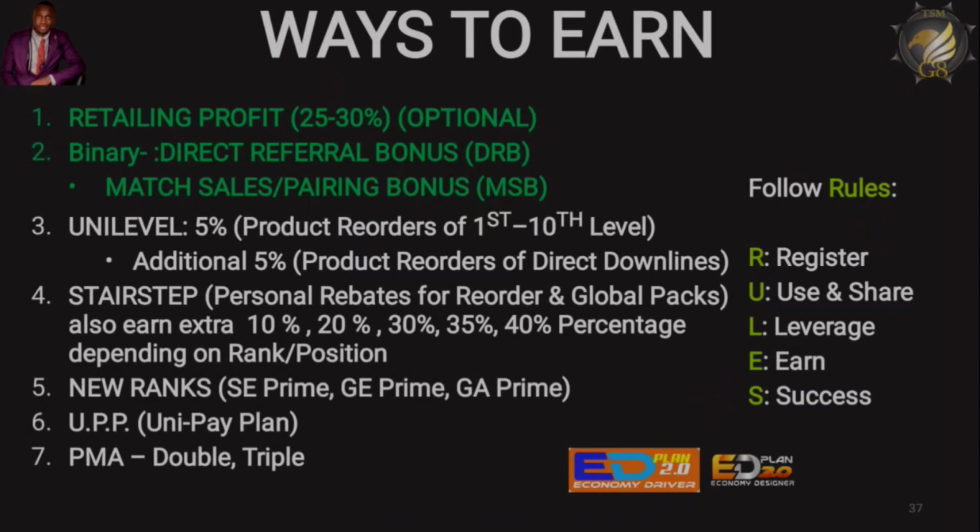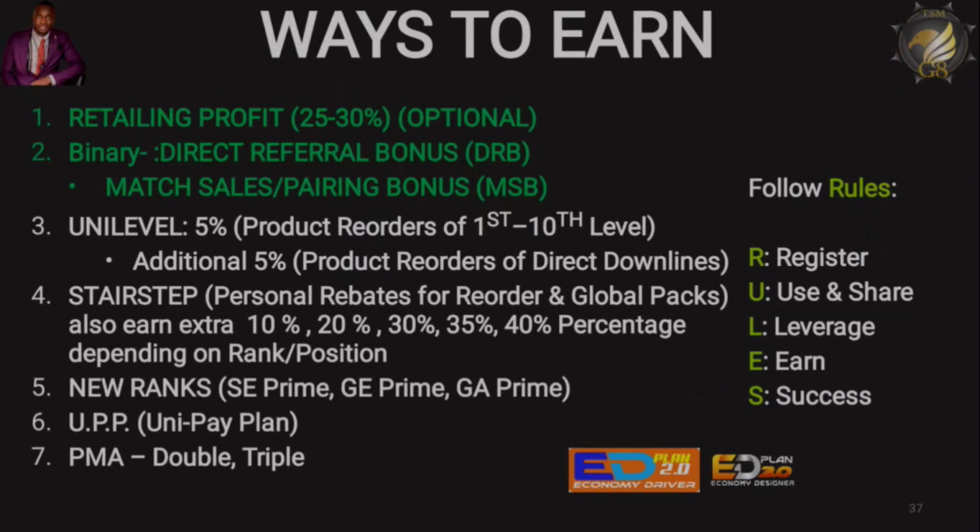The second way of income generation is called binary. Binary is divided into 2. We have direct referral bonus and we have match sales bonus. And then the third way of income generation, we call it unilevel, where you're able to earn 5% of any reorders that are done in your team from your first level to your 10th level. And then you're going to earn an additional 5% of any reorders that are done in your team if those people who did those reorders are your directs. So you're going to learn these things, don't worry.